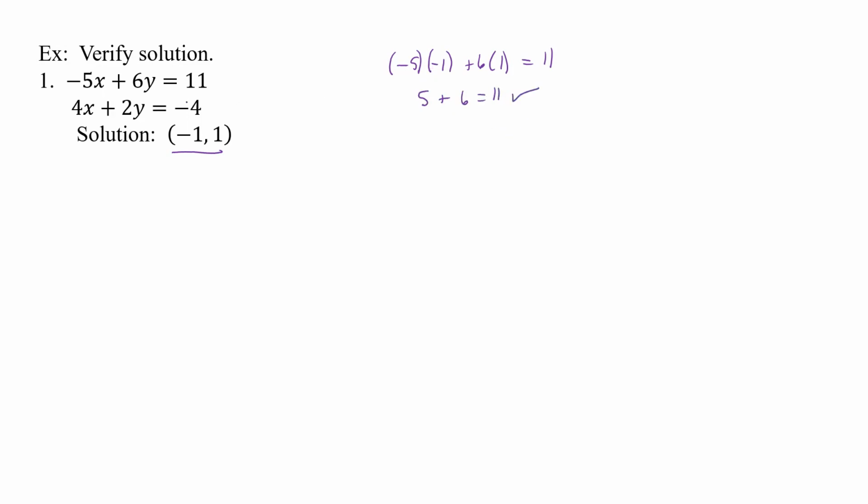Well, that checks out. What about this one? 4 times -1 plus 2 times 1 equals -4. Well, that's going to be -4 plus 2 equals -4. Well, -2 equals -4. That doesn't check out. So in this case, you must have done something wrong. This is why you always go back and check it in both equations, because that second one didn't work. Even though we thought we'd solved it, it didn't work.